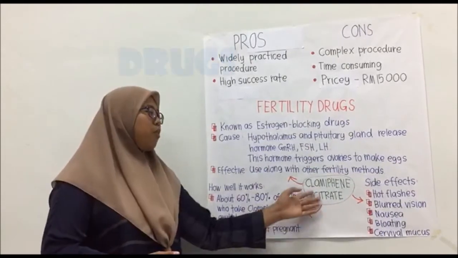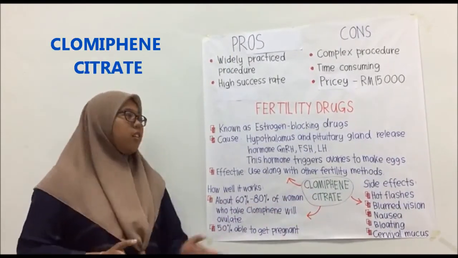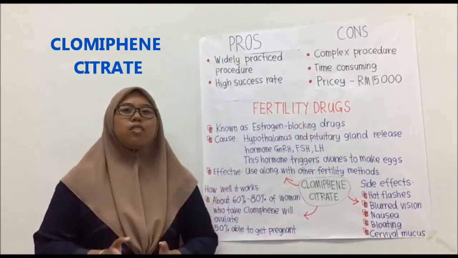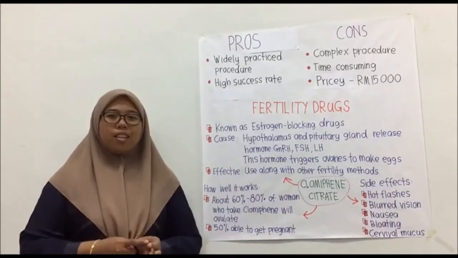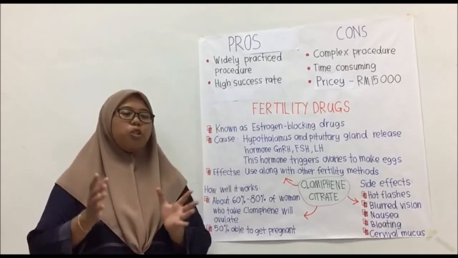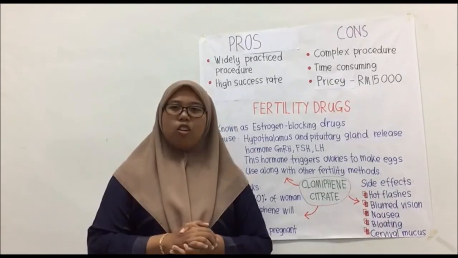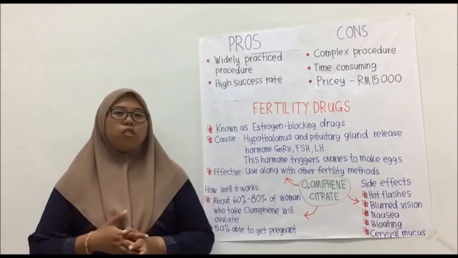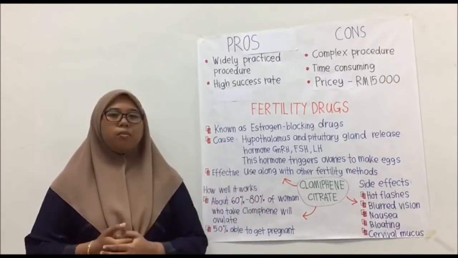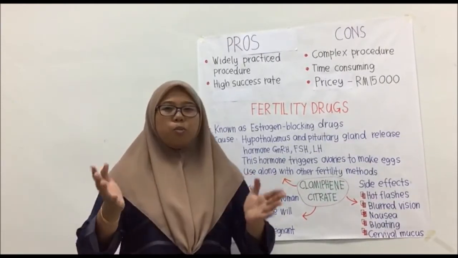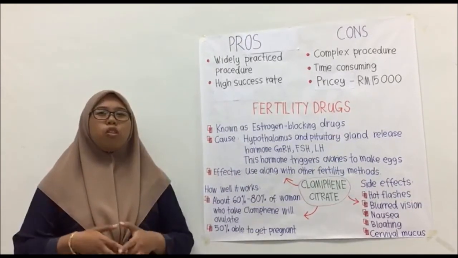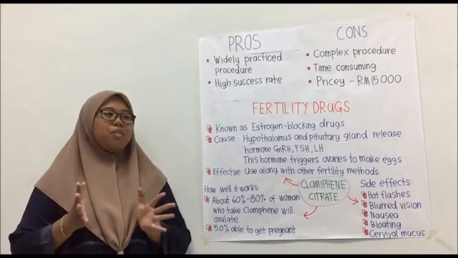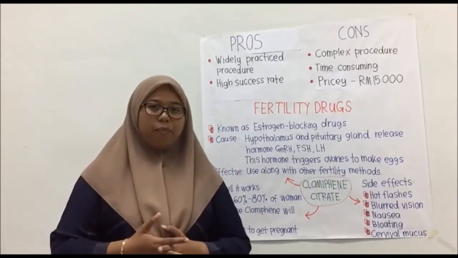Firstly, we have clomiphene. It is also known as an estrogen blocking drug. It causes the hypothalamus and pituitary gland to release the hormones GnRH, FSH, and LH. These hormones will trigger the ovary to release the egg or ovum. The drug is also effective when used with another fertility method. For your information, about 60 to 80% of women who take this drug will ovulate, and 50% of them will get pregnant.